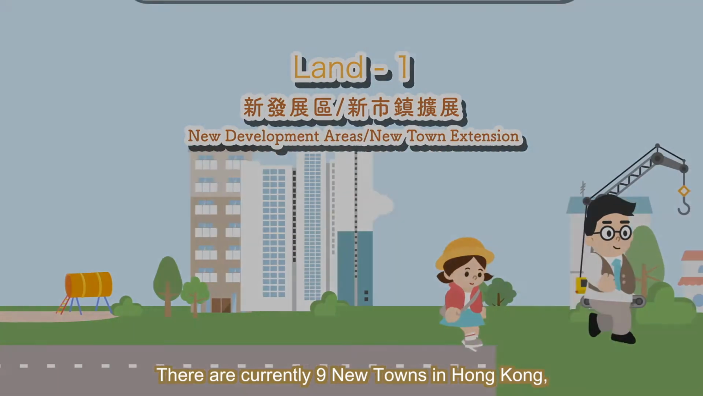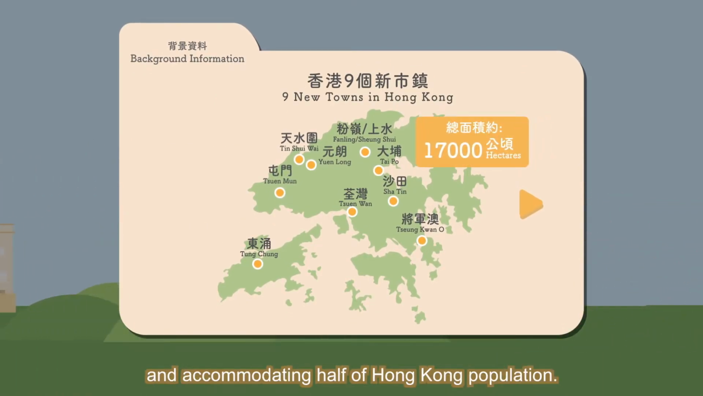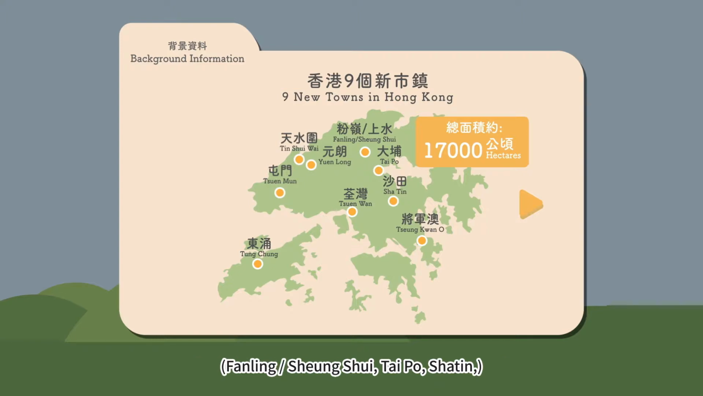There are currently 9 new towns in Hong Kong, providing some 17,000 hectares of developable land and accommodating half of Hong Kong population. Background information. A map of Hong Kong appears, showing the locations of the 9 new towns, including Tuen Mun, Tin Shui Wai, Yuen Long, Fanling Sheung Shui, Tai Po, Sha Tin, Tseung Kwan O, Tsuen Wan, and Tung Chung.